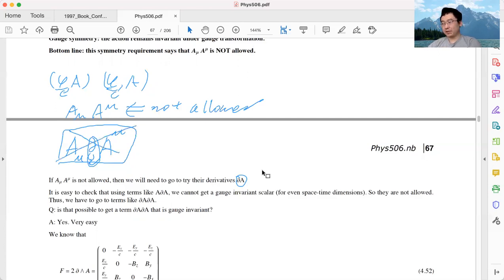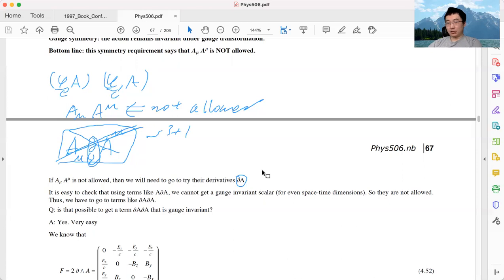Oh, by the way, this statement is true for 3 plus 1 dimensions. For 3D space and 1D time, you can't get a scalar of this structure. But if you have two spatial dimensions, a 2D system, and one time dimension, you could get such a term. So such a term is allowed for even spatial dimension, but not allowed for odd spatial dimension. Our universe has odd spatial dimension, 3. So in this situation, this is not an allowed term. So bottom line, with one derivative, there's still no way to satisfy all the symmetry.